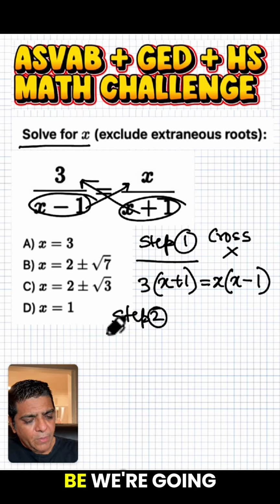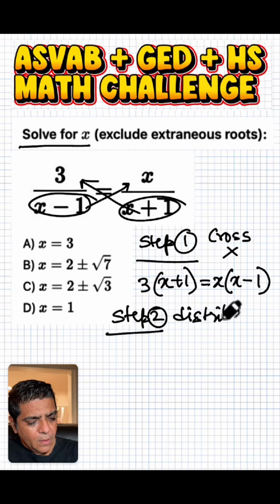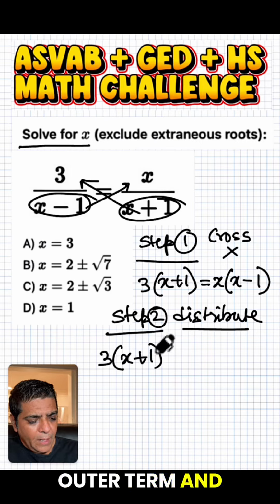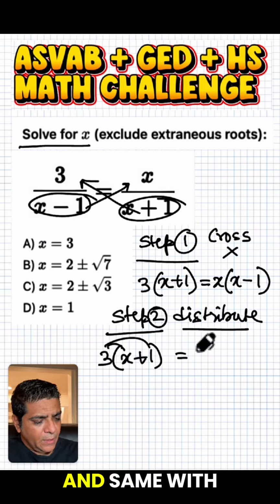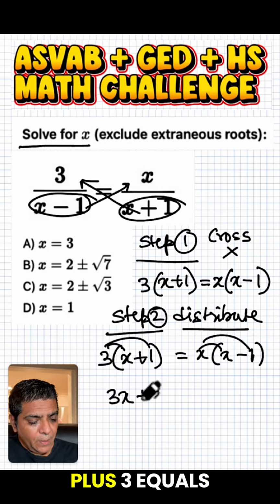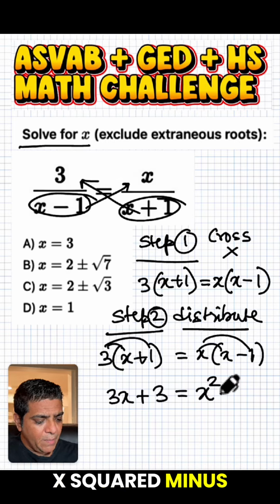So step 2 is going to be, we're going to distribute that. So in order to distribute, I take the outer term and multiply into both the inner terms. Okay, and same with the right hand side. So that gives us 3x plus 3 equals x squared minus x.